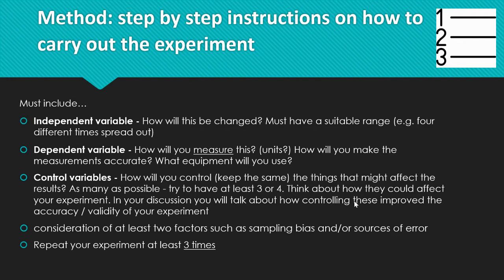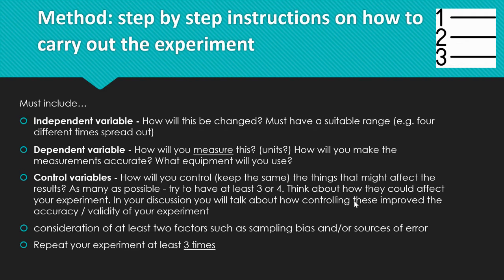You want to have at least 3 or 4, but just have a really careful think about how the experiment might be affected by different things. Think about how these things could affect your experiment. And in your discussion, you will talk about how you controlled these and improved the accuracy and validity of your experiment. Depending on what your experiment is, you might need to also consider at least 2 factors such as sampling bias and other sources of error, and how you're going to minimize sources of error in your method.